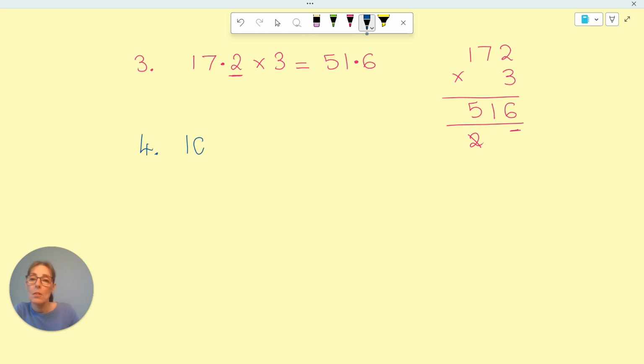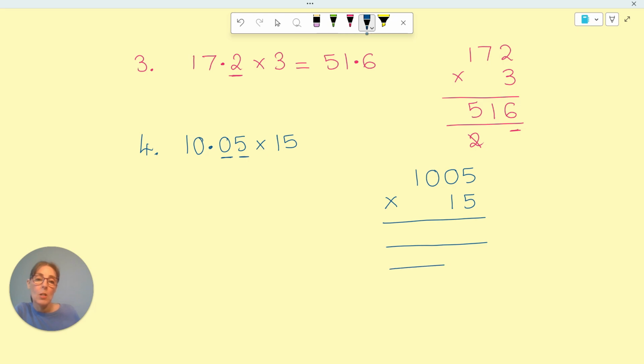10.05 multiplied by 15. I'm going to take out 2 decimal places, so I'm going to do 1005 multiplied by 15. I'm going to do long multiplication here.